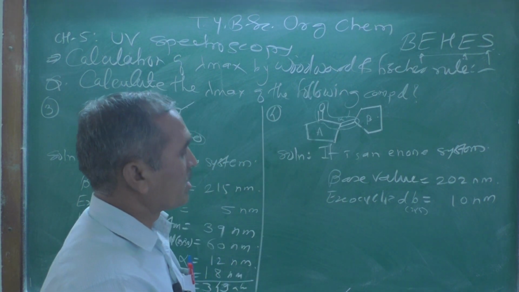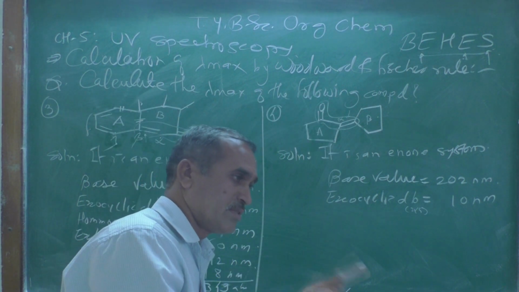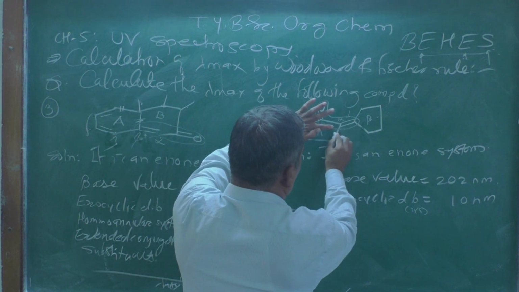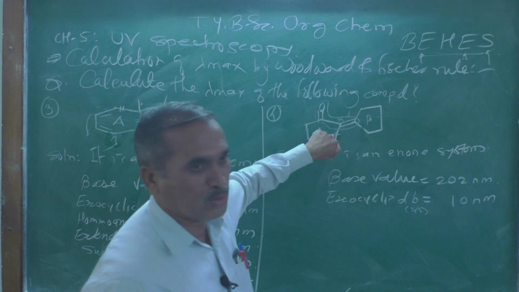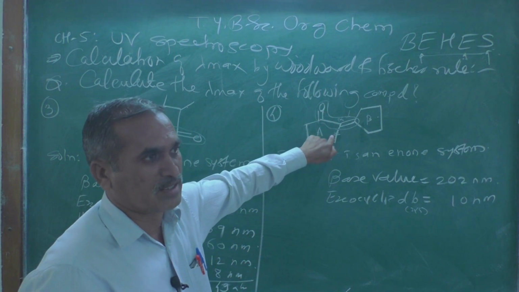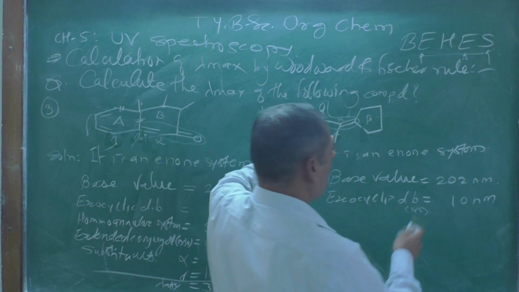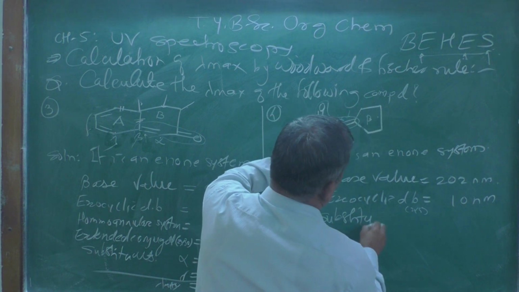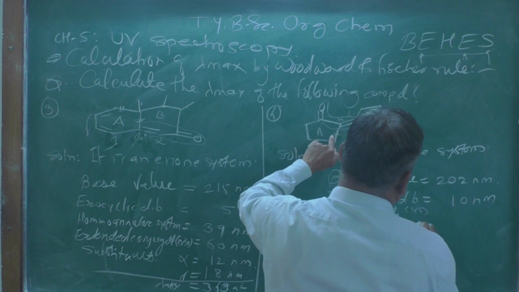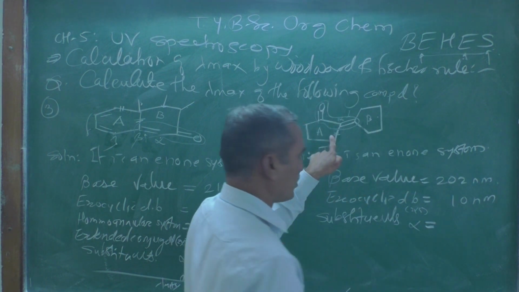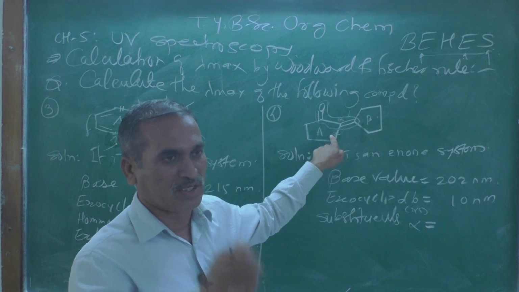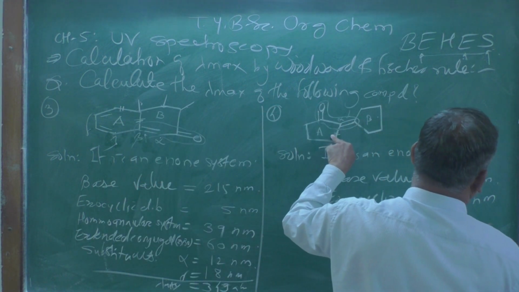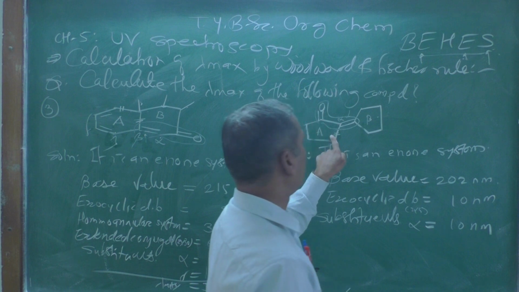Does this alpha have any substituent? Yes, this alpha has one ring residue, or we can say there is one substituent. So here you can write substituents, and at the alpha position one substituent is there. How much to consider? You should consider 10 nanometer. You should add it.